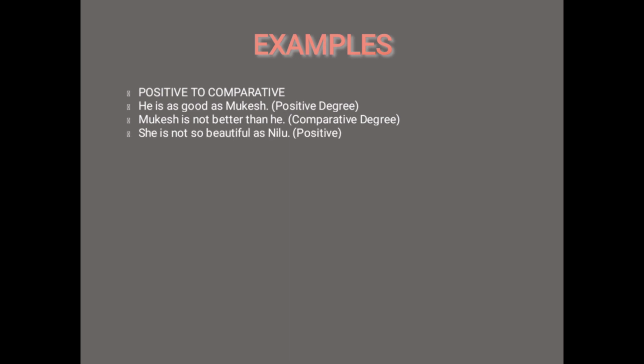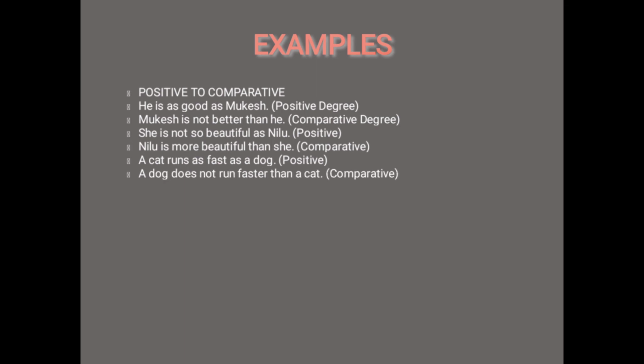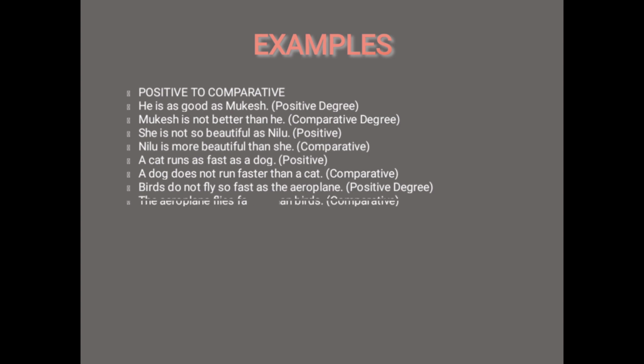Good, better, best, you must know these three forms. She is not so beautiful as Neelu. Neelu is more beautiful than her, or she. Both are correct. A car runs as fast as a dog. A dog does not run faster than a cat. The er form plus than. And then birds do not fly so fast as the aeroplane. The aeroplane flies faster than the birds, that is correct. Or the aeroplane does not fly faster than birds.